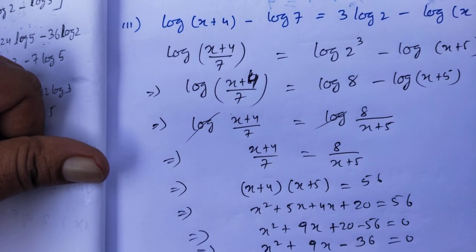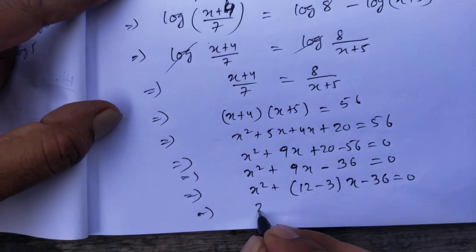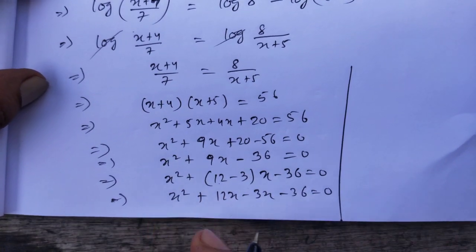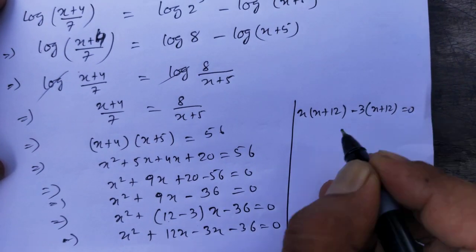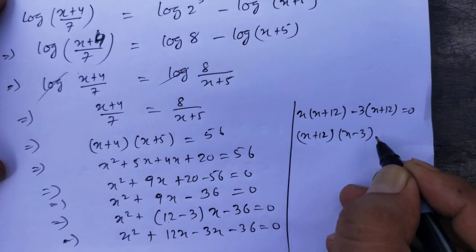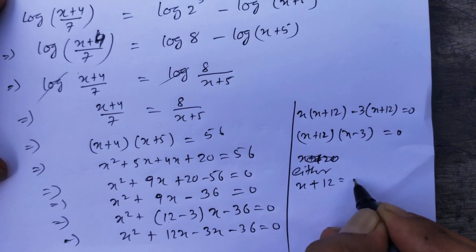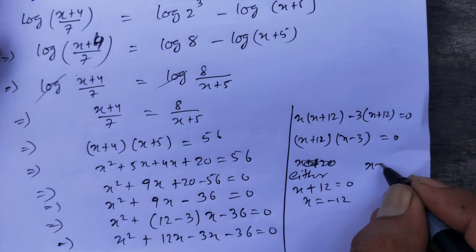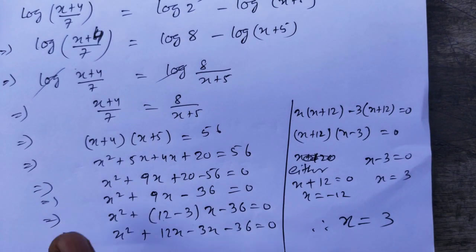Means 12 minus 3 is 9, and 12 into 3 is 36. X square plus 12x minus 3x minus 36 equal to 0. I'm doing here no space. So common here is x, and common here is minus 3. So x plus 12 and x minus 3 equal to 0. So x plus 12 equal to 0 means x is minus 12. If we get negative, we won't take this number, okay? And x minus 3 equal to 0 means x is 3. So answer will be 3. You can pause the video to write the solution. Let's go to next question.